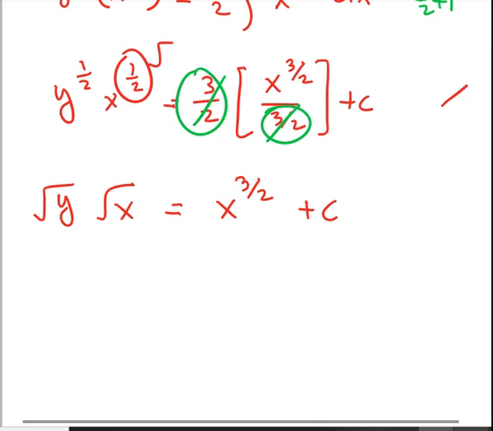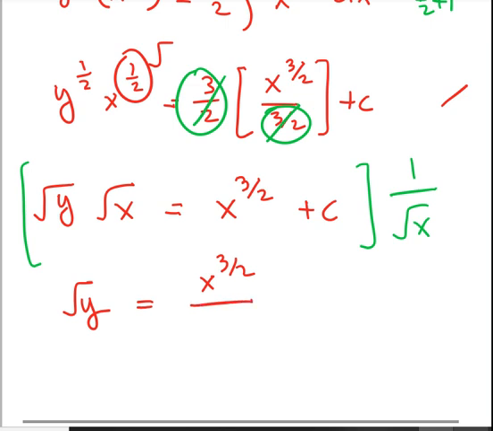Now, sa ating final solution, y po yung kailangan natin. So ita-transpose po natin, or we have to make sure na wala po si x dyan. So ang gagawin natin is imo-multiply po natin siya ng 1 over square root of x para matanggal si x dyan. So by multiplying that, square root of y na lang yung natira is equal to x to 3 halves over square root of x, which is x raised to 1 half po yan, plus c over square root of x.